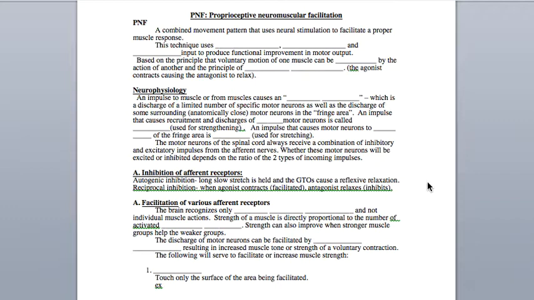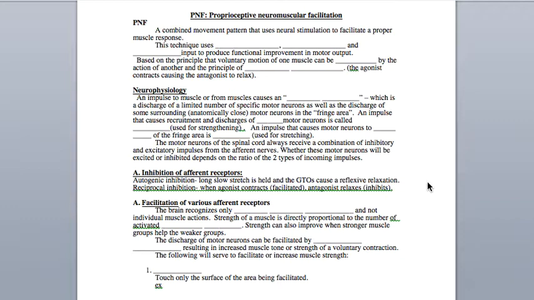It's based on the principle that voluntary motion of one muscle can be facilitated by the action of another, and the principle of reciprocal innervation takes place. So the agonist contracts, causing the antagonist to relax.